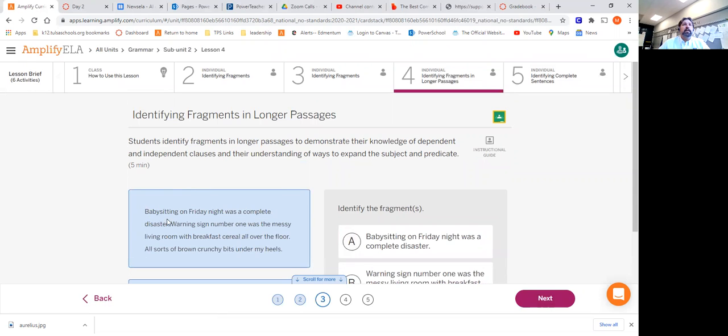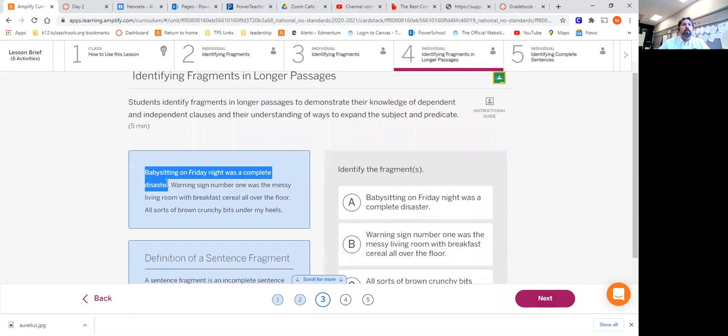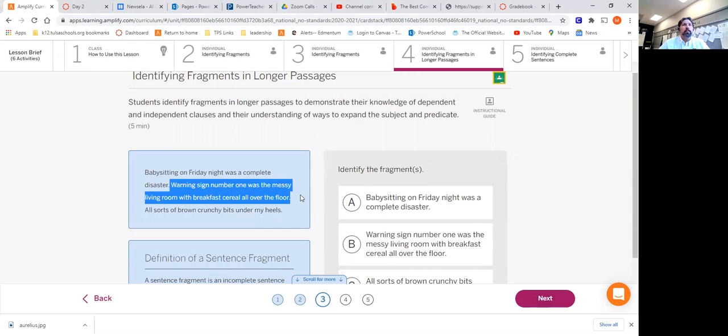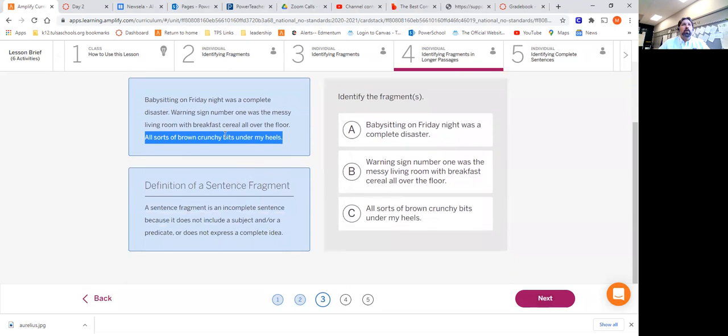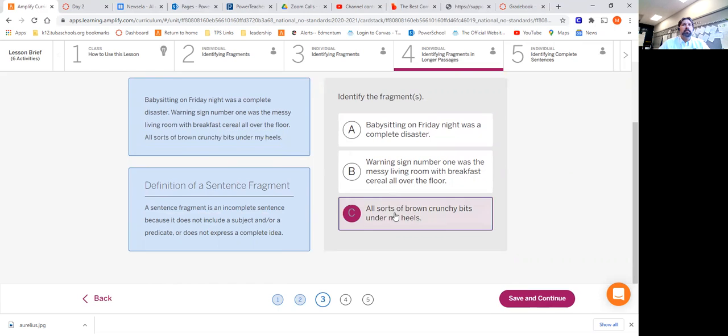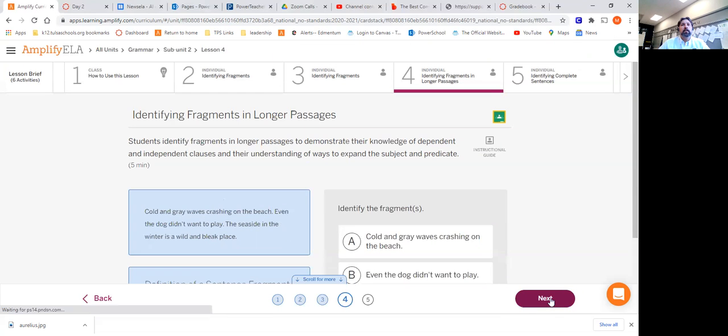"Babysitting on Friday night was a complete disaster." Fine sentence. "Warning sign number 1 was a messy living room with breakfast cereal all over the floor." Also a complete sentence. "All sorts of brown, crunchy bits under my heels." What about them? See? It doesn't say I stepped on. It just says all sorts of brown, crunchy bits under my heels. Don't know what that means. There's no action. C is incomplete. I'll let you do 4 and 5 on your own again.